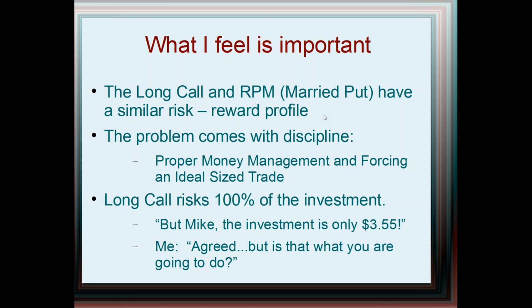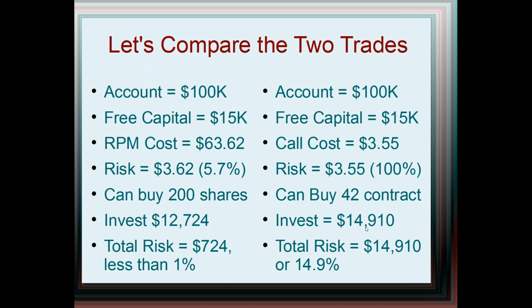The long call risks 100% of the investment. And you're going to say, but the investment's only 355. It's less than what you're risking in the married put. And you're right. But is that what you're going to do? Okay, let's take a look at two accounts. Let's say that you and I both have an account size of $100,000, and right now we're sitting on $15,000 of free capital. On the left, if I open the married put position, it would cost me $6,362 to buy 100 shares and one put. Guaranteed to get 60 back, so my risk is 362, or again 5.7%.